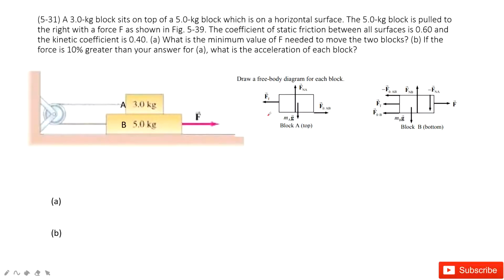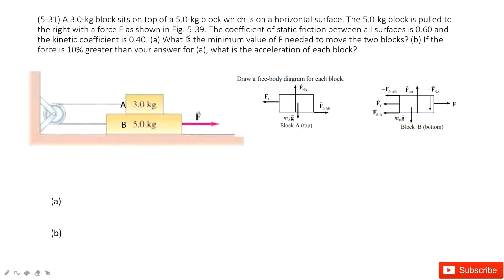Let's look at problem 31 in chapter 5. In this system, we can see we have two objects, A and B. A is on the top, B is at the bottom. They have different masses. Also, we know the coefficients of static friction and kinetic friction at all the surfaces. That means for the surface between A and B, and between B and the table, we need to consider the friction, right?